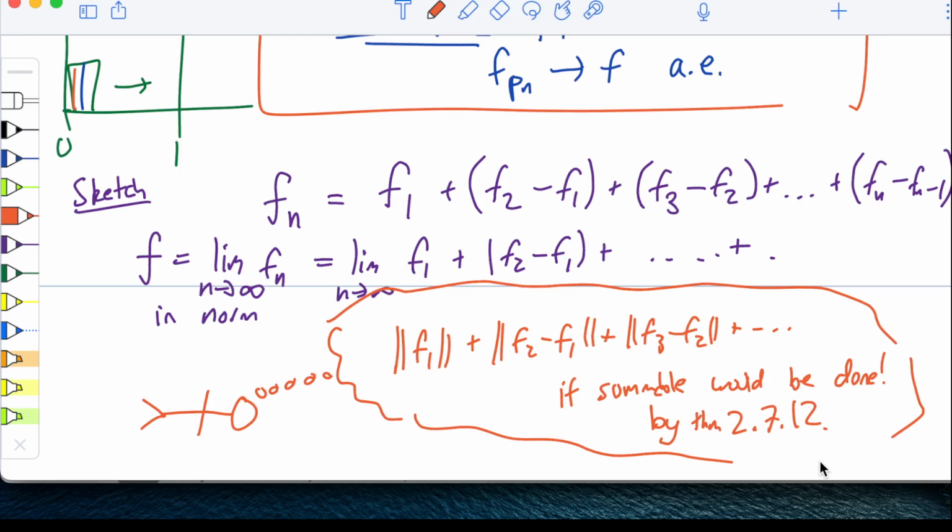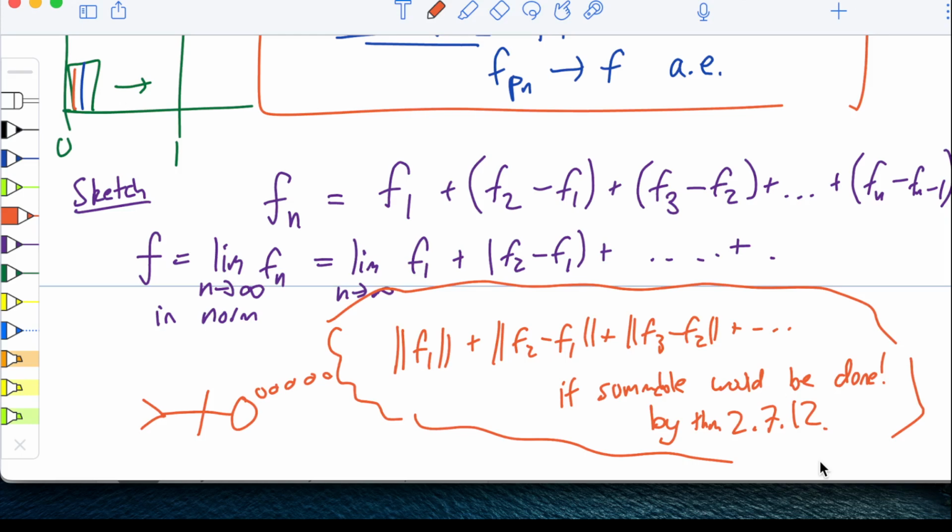Okay, but unfortunately, we're not in dreamland, and you can't always do this, right? You can't just look at these. These differences might always be like 1 or something, or there might be so many of them that they swamp and just blow up to infinity. So there's no reason they should be summable.